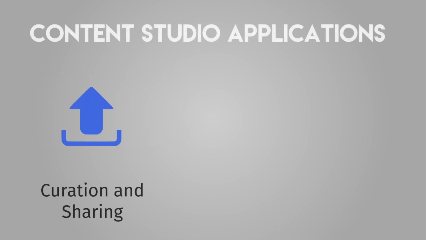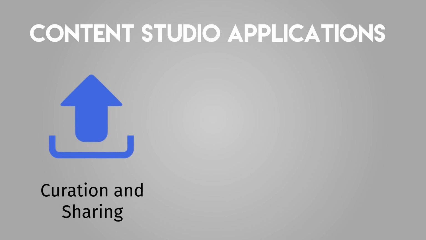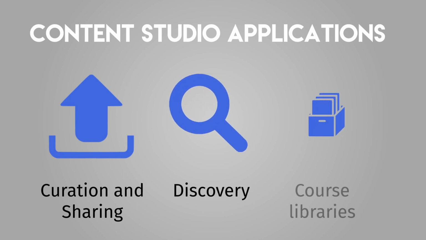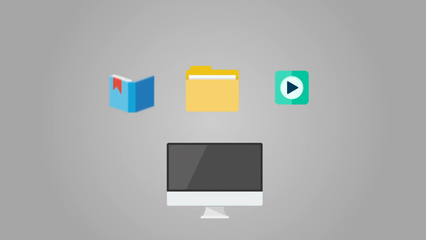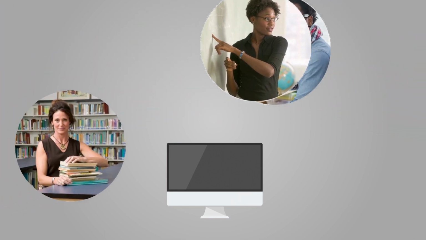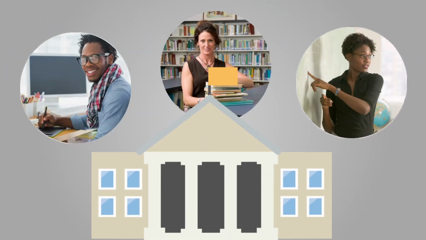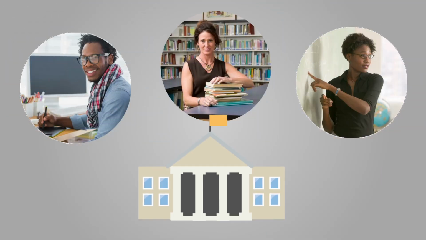Unizin's Content Studio will provide a foundation for collaborative content development that can power a teaching and learning ecosystem. It has three main applications: a content curation and sharing application, a discovery application, and a course libraries application. Content Studio helps users navigate the content available within an institution, find and organize items that match their learning objectives, and build course libraries that can be used to structure courses and learning experiences.